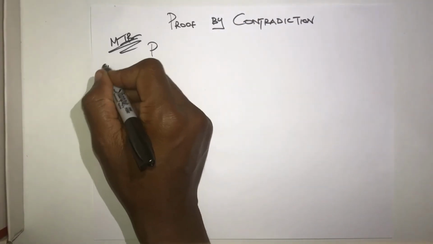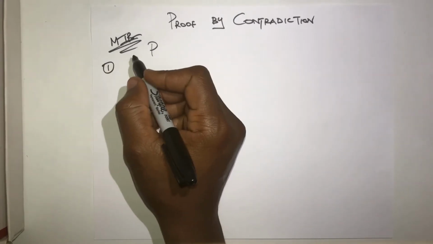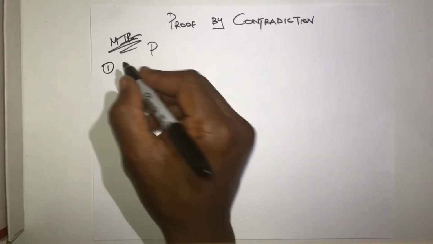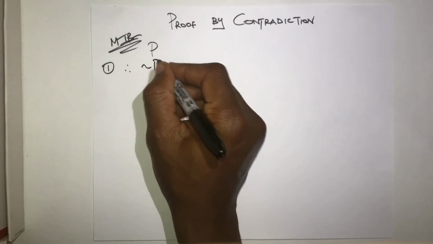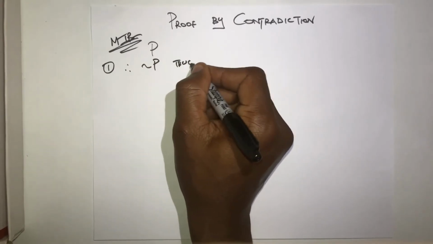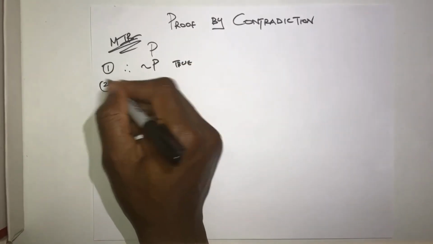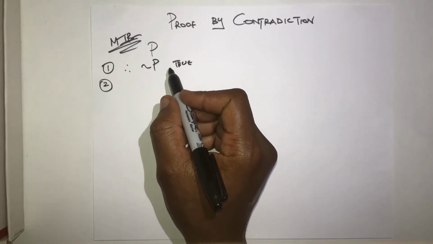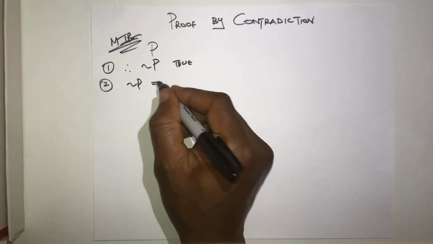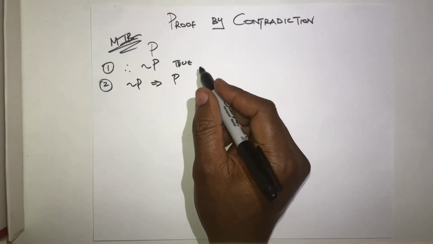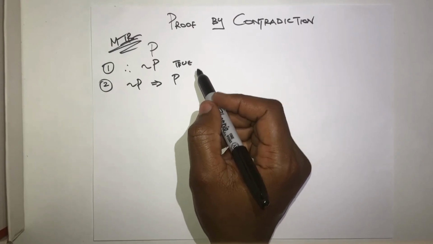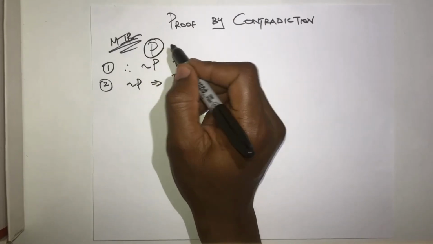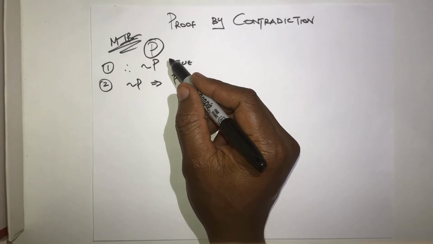The first step to do is that you assume that P is false. Therefore, not P is true. And then the second thing to do is basically using the proof to show that not P implies P, which in itself is a contradiction. Hence, the original proposition P has to be true.